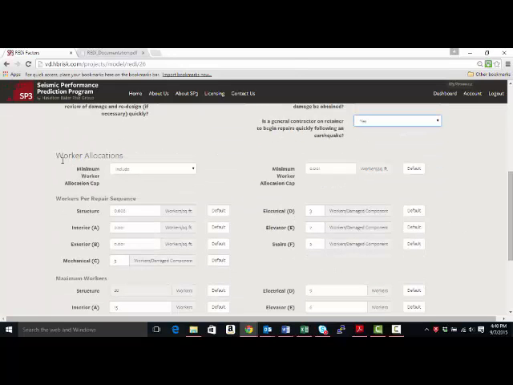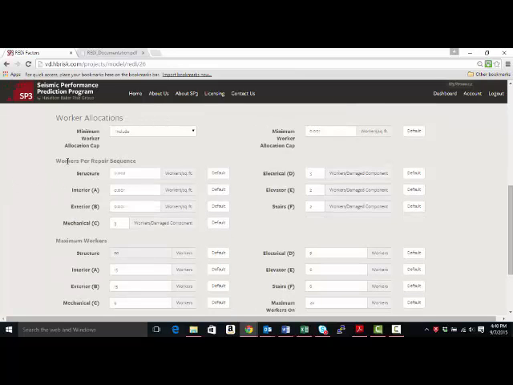Finally, worker allocations must be defined. Again, the default values reflect those suggested in the REDi methodology. Repairs are considered per sequence, including structural repairs, internal, external, mechanical, electrical, elevator, and stair repairs. Workers are assigned for structural, interior, and exterior repairs based on building square footage. The mechanical, electrical, elevator, and stair repairs are based on the average number of damaged components per sequence.